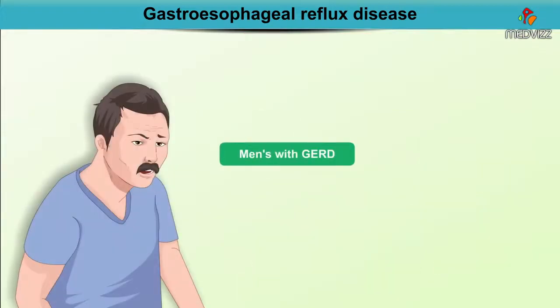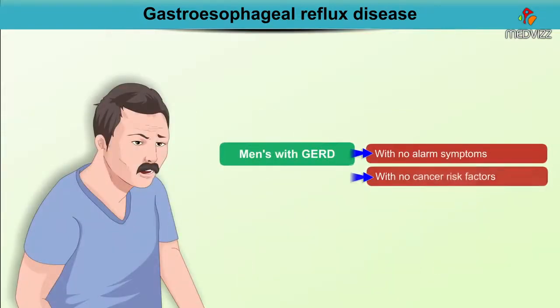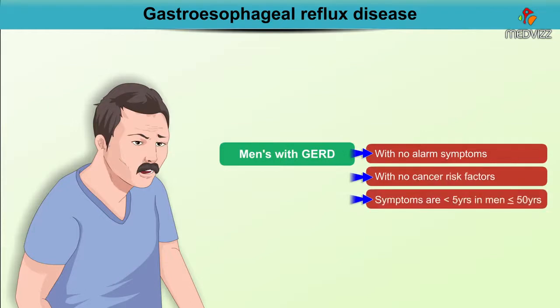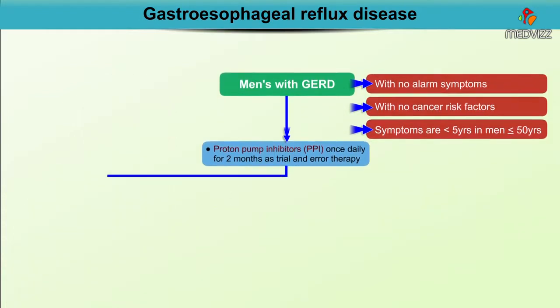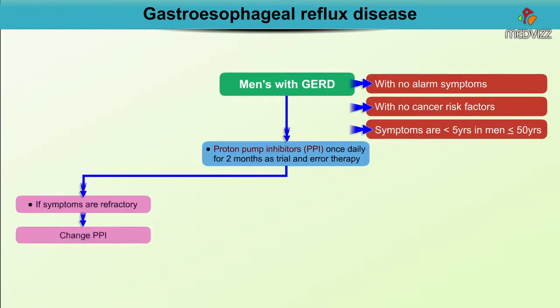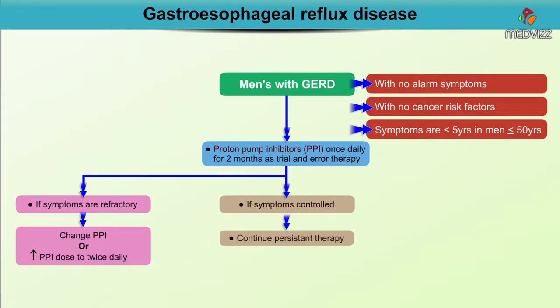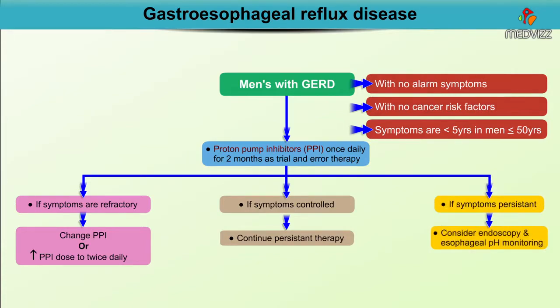On the other hand, if there are no alarm symptoms or no cancer risk factors, and if the symptoms are less than 5 years in men who are 50 years or less, a once daily PPI for 2 months can be employed as a trial and error therapy. If the symptoms are refractory, switch to a different PPI or increase the PPI dose to twice daily. If the symptoms are controlled, continue persistent therapy. Whereas in persistent symptoms, consider endoscopy or esophageal pH monitoring.